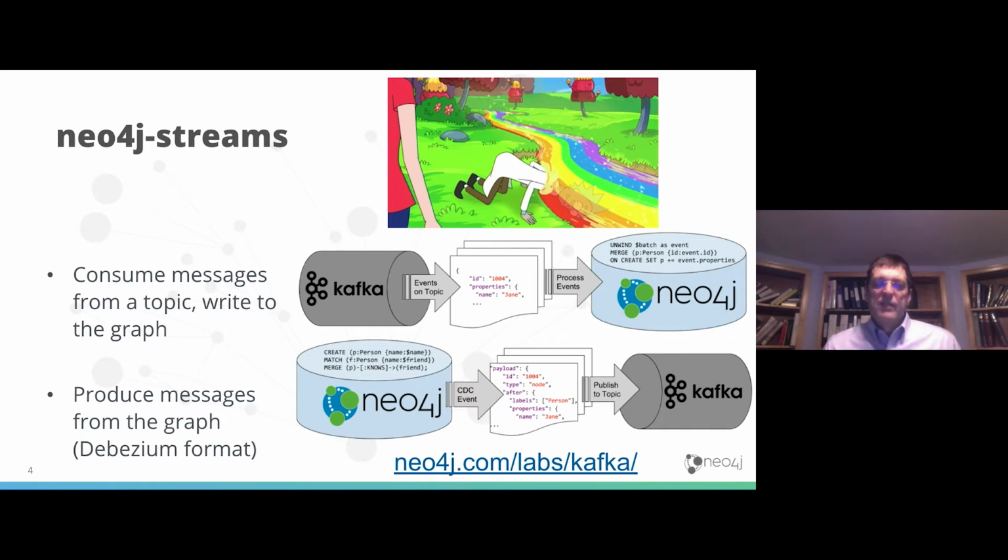It also allows us to produce messages from the graph. So if you have a change data capture requirement where you want to track changes in the Neo4j graph, write those out to Kafka to be published on a downstream system or some other application, we can support that as well. There are a couple caveats around this that you need to be aware of.